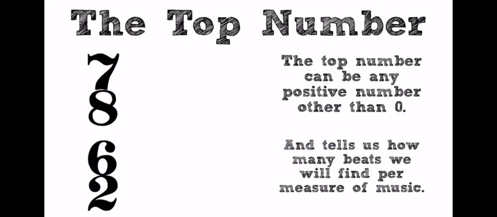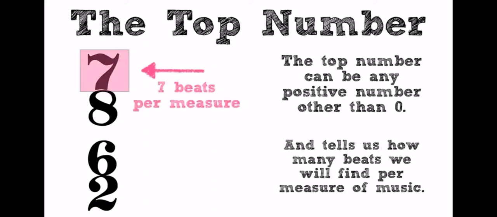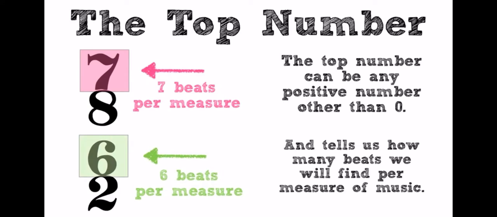The top number of a time signature is very important as well. It can be any positive number other than 0, and it tells us how many beats we will find per measure of music. In the top example, 7/8, you can see there is a 7 on top. That means that there are 7 beats per measure. The bottom example, 6/2, means that there are 6 beats per measure.